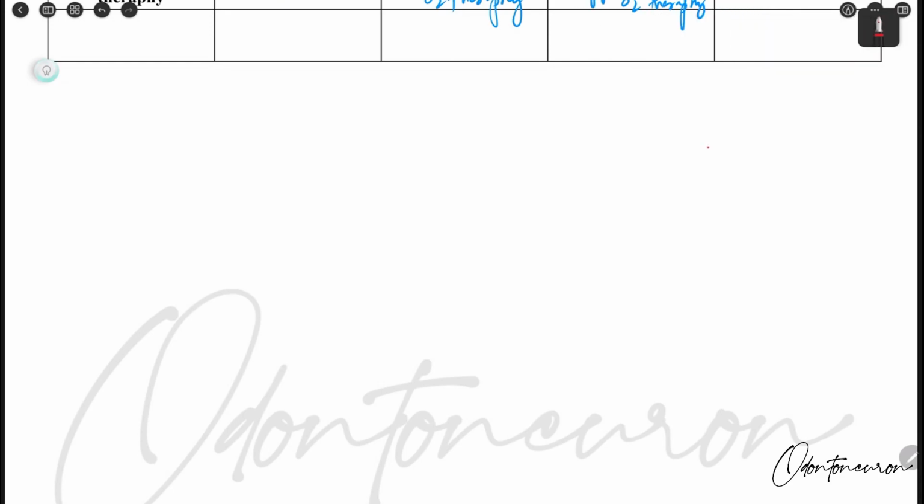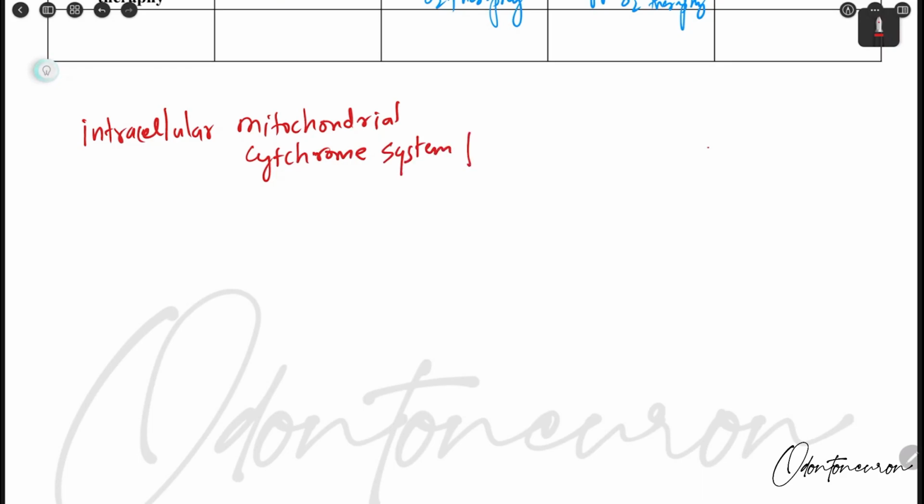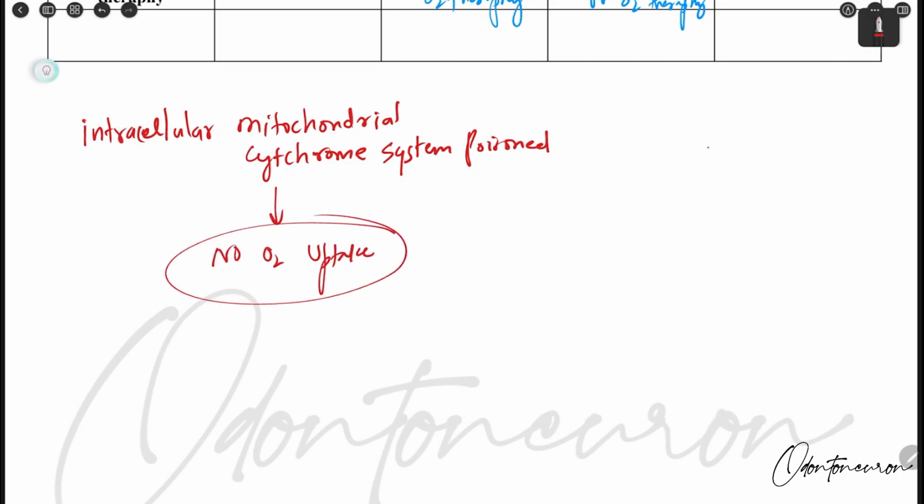Listen. See, your intracellular mitochondrial cytochrome system is poisoned. When this is poisoned, there is no O2 uptake.